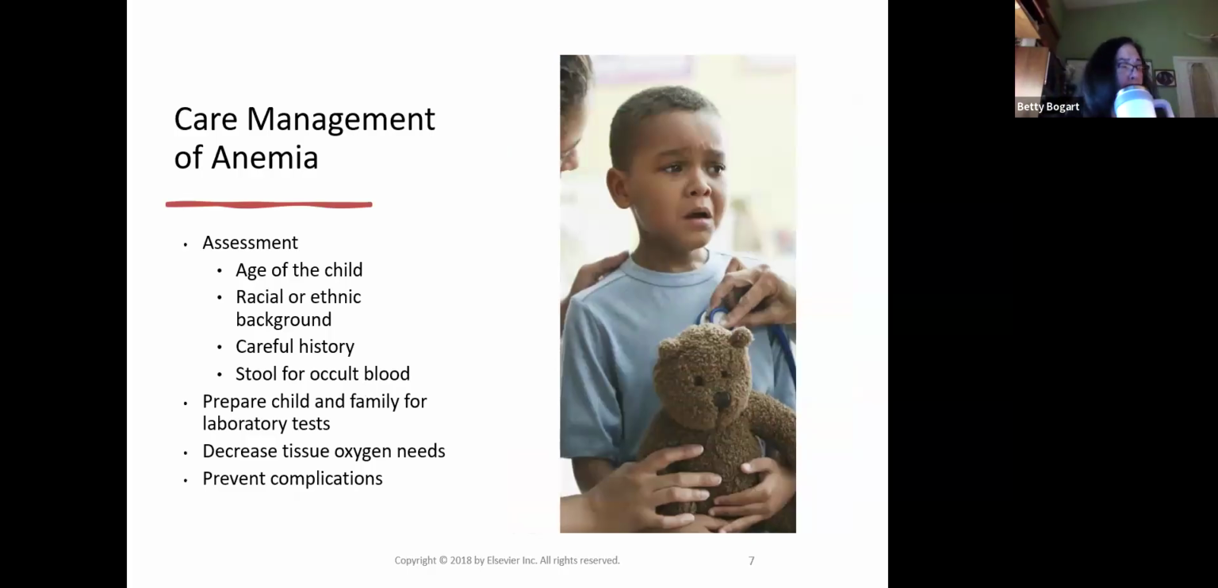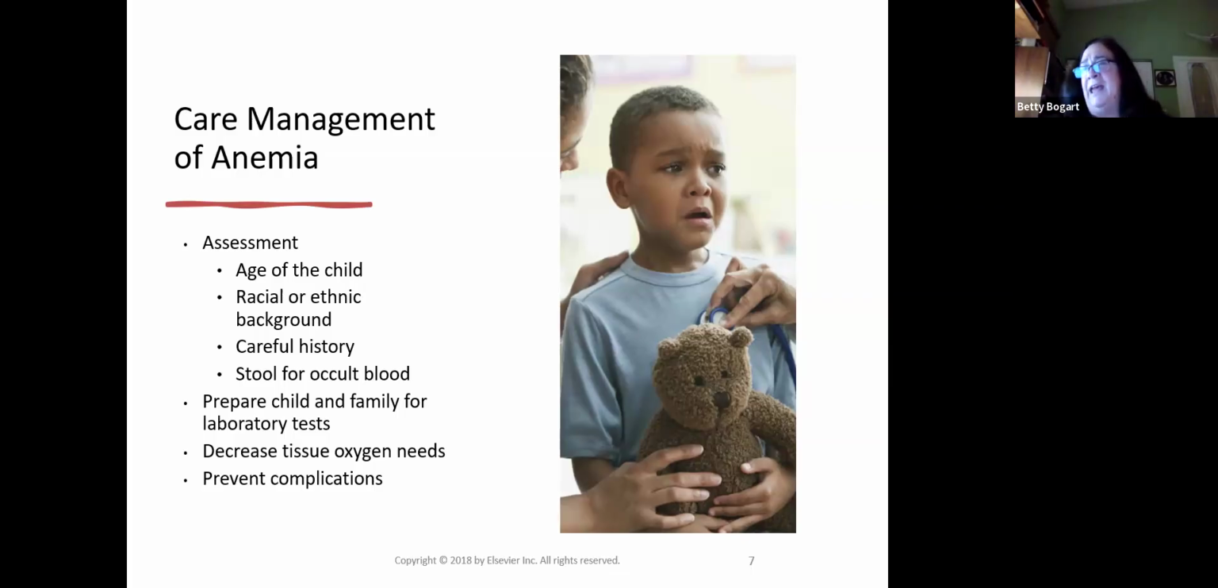So, assessing this child. How old are they? Racial background. Why would we look at that? When we look at sickle cell, it's African Americans, right? When we look at thalassemia, it's Mediterranean people or people from that area. So that's going to give us a clue. Of course, you're going to see what's been going on, how long it's been going on. And yes, stool for occult blood. That has to be done. Let's rule out a bleed in the gastrointestinal tract before we even go further in investigation.